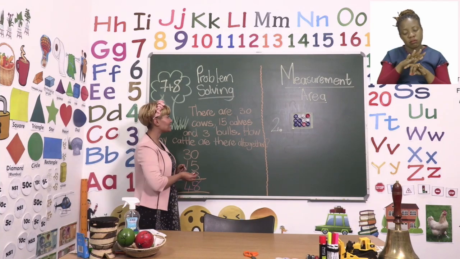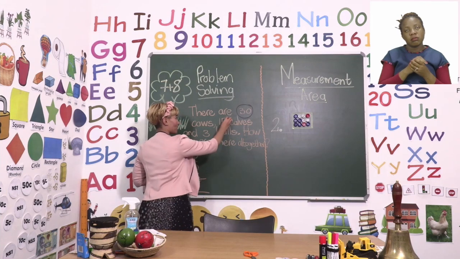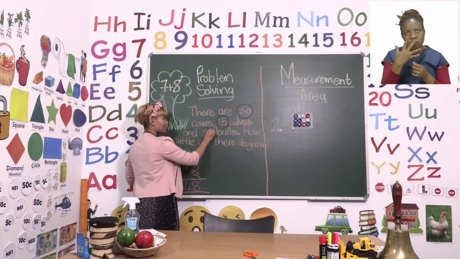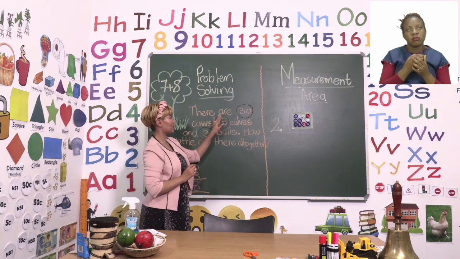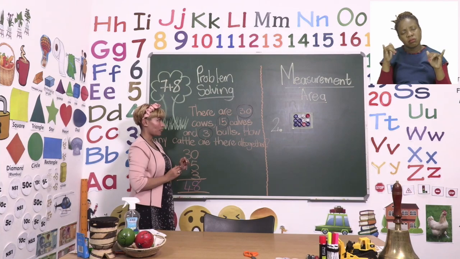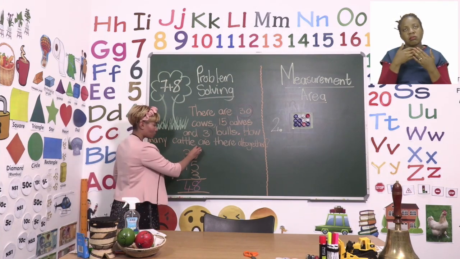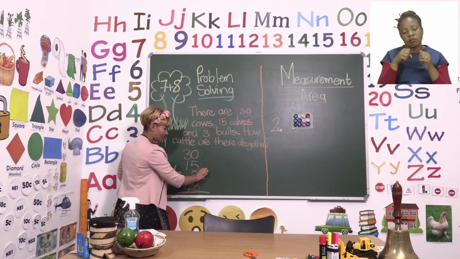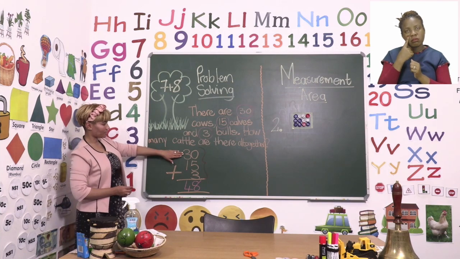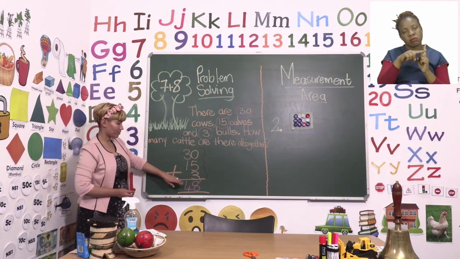And that means we have to take 30, 15 and 3, because we have 30 cows, 15 calves and 3 bulls. So that means we have to add them all together to see how many animals we have all together. So we say 30 plus 15 plus 3.